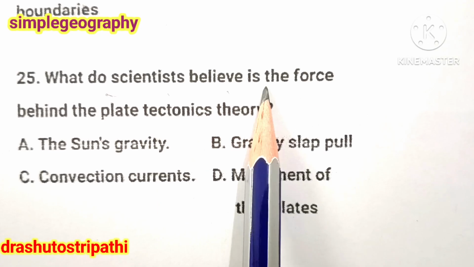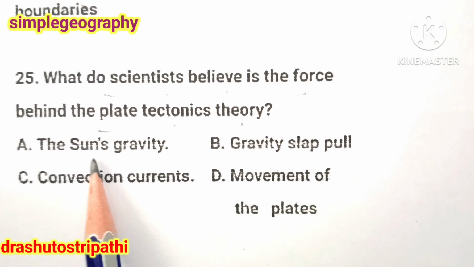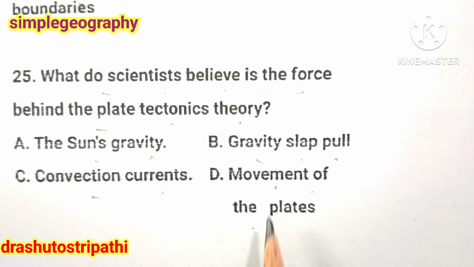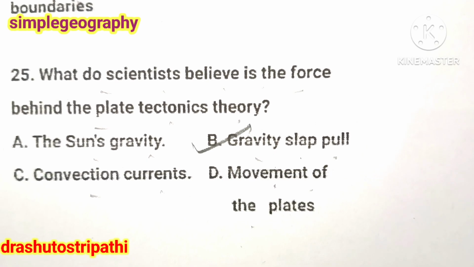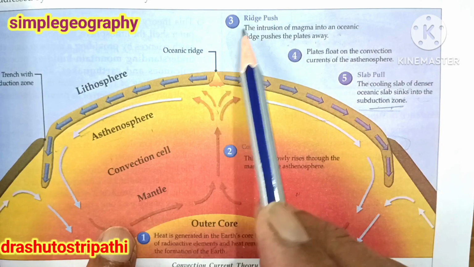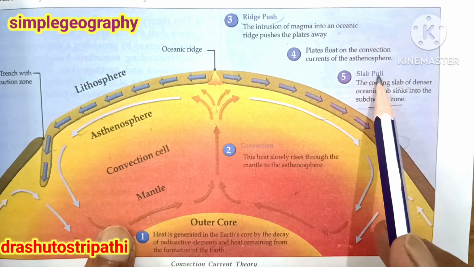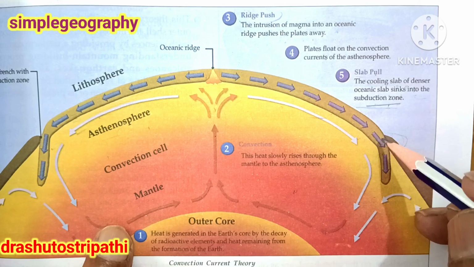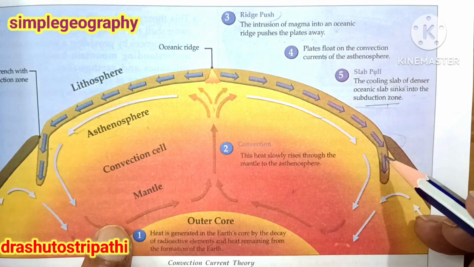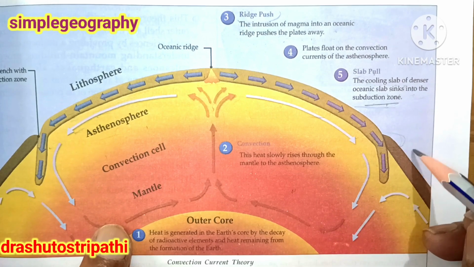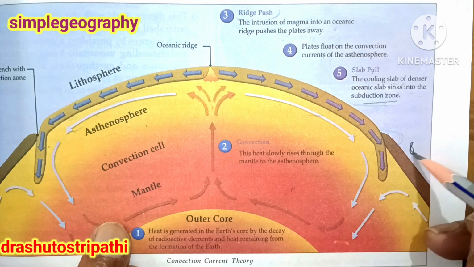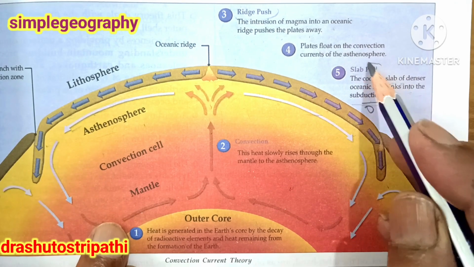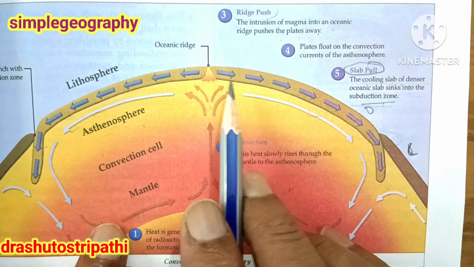What do scientists believe is the force behind plate tectonics? The sun's gravity, slab pull, convection current movement of the plate. The answer is slab pull. See, there are two words, ridge push and slab pull. Slab pull means when, due to the pressure or the high density of the oceanic plate, it goes down under the continental plate. Due to the high density, it goes down, and this process is known as slab pull.